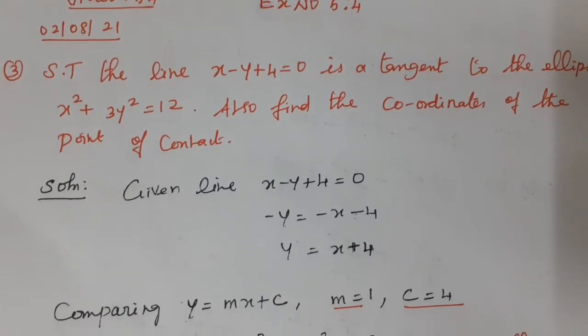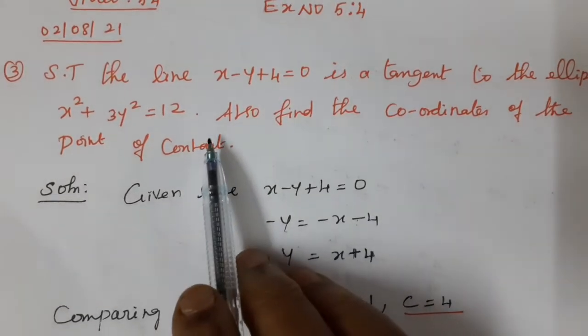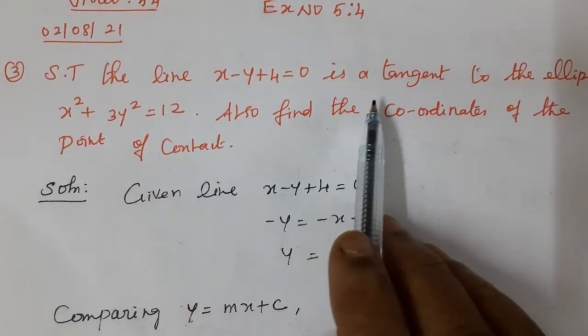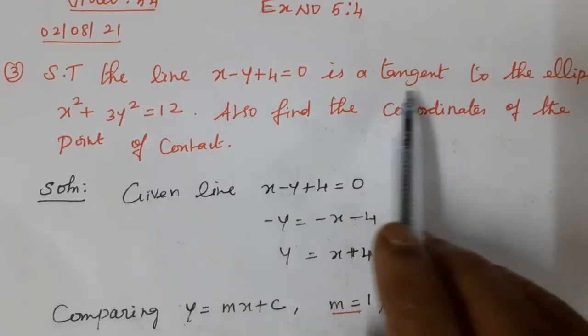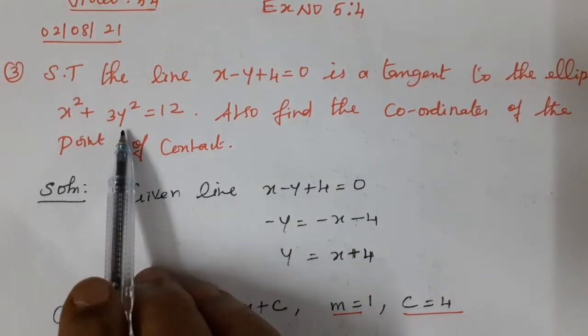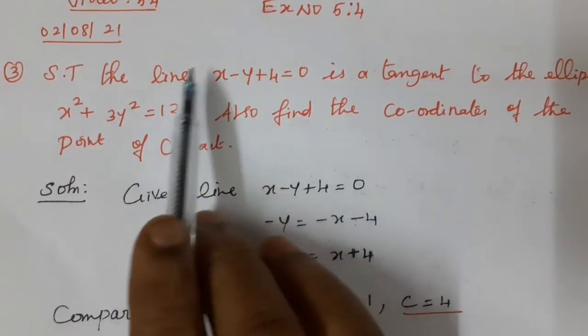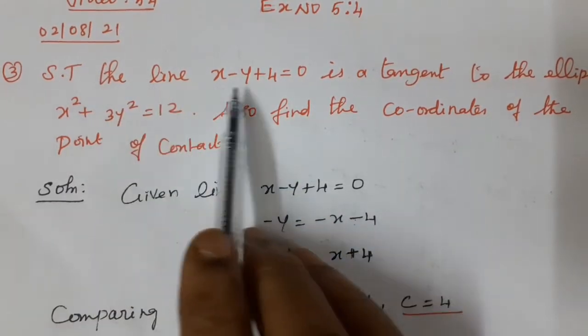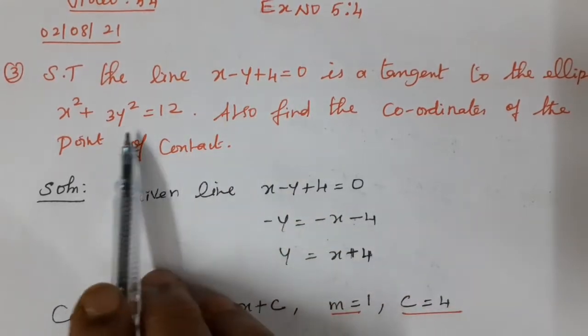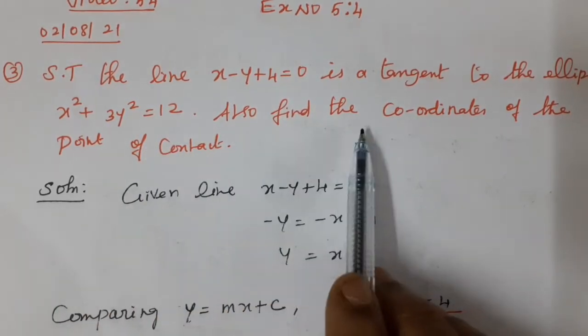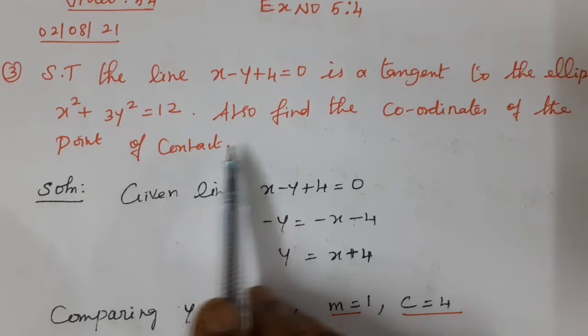Show that the line x minus y plus 4 equal to 0 is a tangent to the ellipse x square plus 3y square equal to 12. We are going to first prove that. There are two questions given. First, we prove that the line is tangent to the given ellipse, and also find the coordinates of the vertex. What is the meaning?